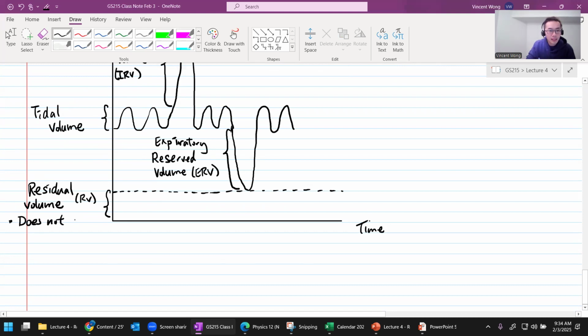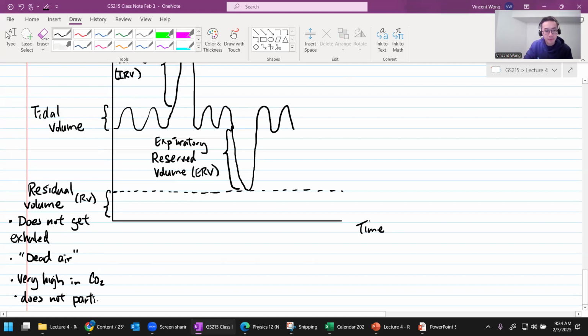Residual volume does not get exhaled. It's actually called the dead air in the lungs. It's just sitting there at the bottom of the lungs, so to speak. It does not participate in gas exchange because it's very high in carbon dioxide. It's useless anyways, because too much carbon dioxide, not much oxygen. It's about 1 liter of residual volume in the lungs.